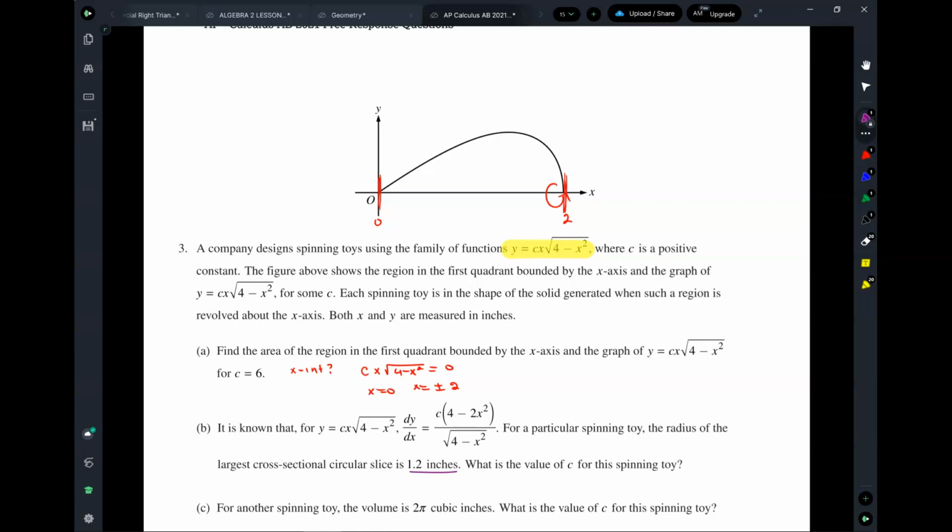And so it says the largest cross-sectional circular slice. Where would the largest circular slice be? Right over there, right? And it says that the radius over there, the largest radius, is 1.2. Okay? Now, forget about 1.2, forget about numbers. How can we represent that distance from the x-axis to the graph? What is that?